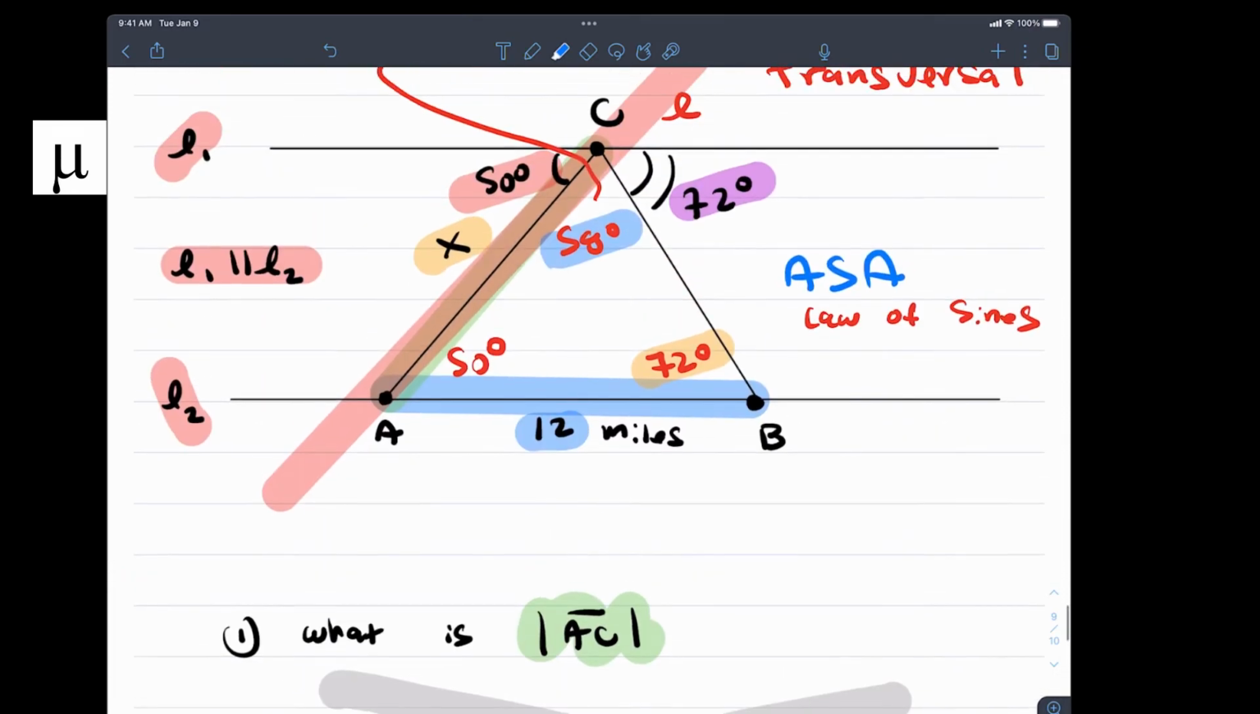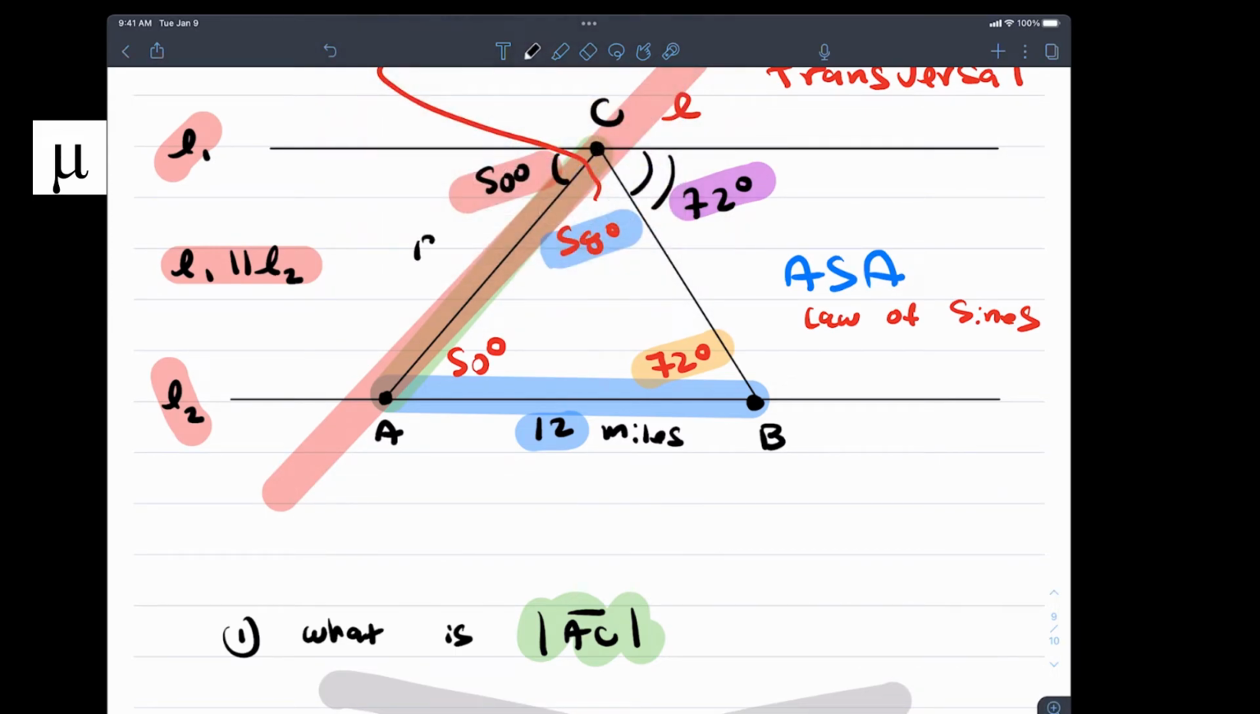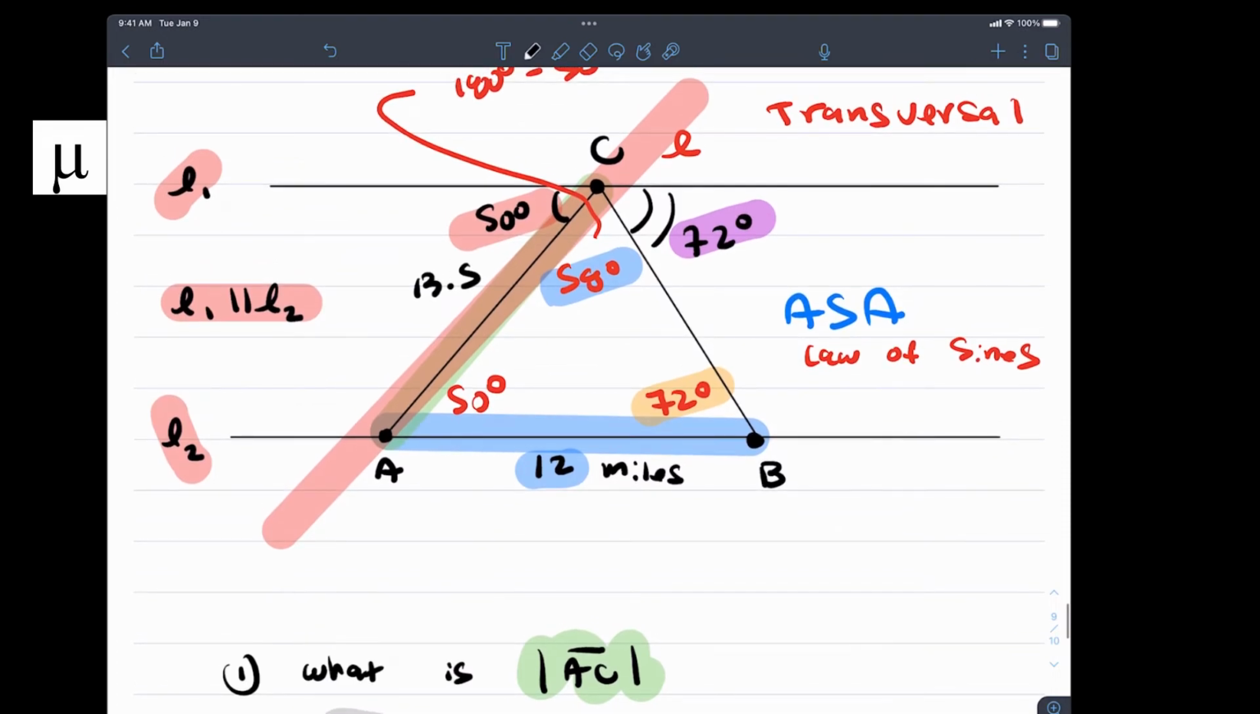So you're right here. You found what they're asking. 13.5 is that answer right in here. So maybe we change the color. Okay, 13.5 is that distance. Now, is that pretty good?